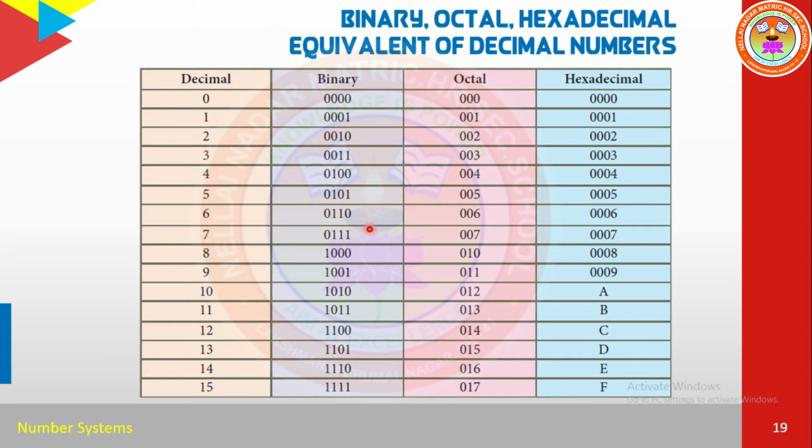Okay, so these are the ways you can write all the remaining numbers. It's like that, from binary and octal and hexadecimal. Okay, yes, fine.